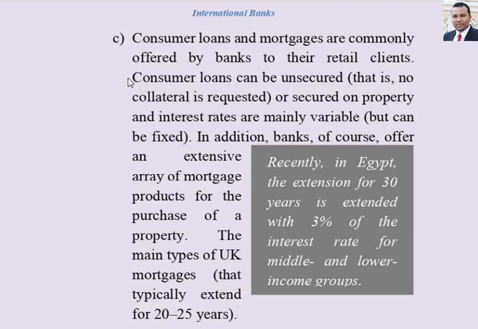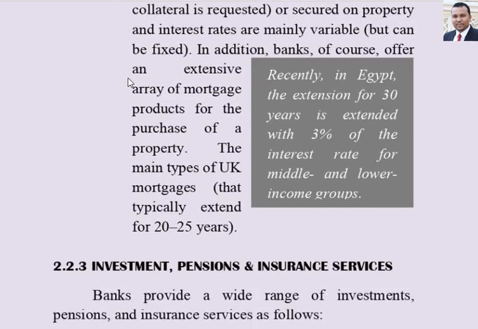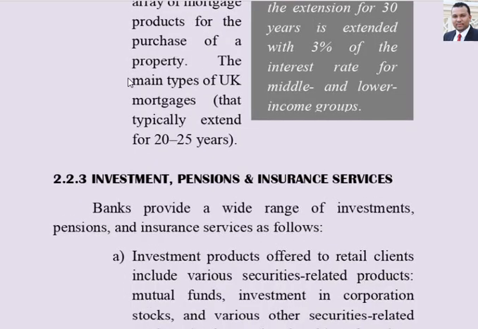Okay. But what about the mortgage? When we talk about the bank providing mortgage products, it is for purchasing property, buildings, flats, and so on. The term of a mortgage in the UK is from 20 to 25 years. But recently Egypt announced mortgage loans of up to 30 years. And what about the interest? The interest equals 3%, and the target group is middle and lower income groups.